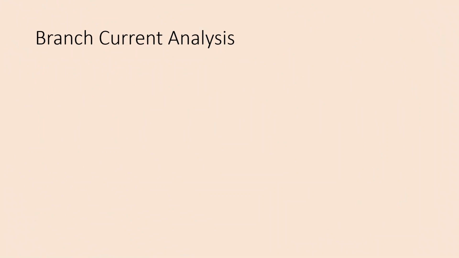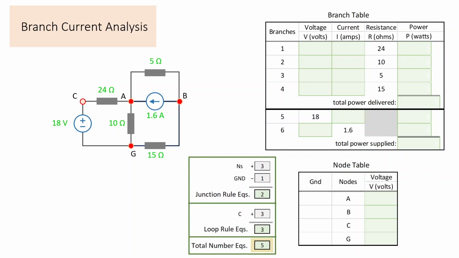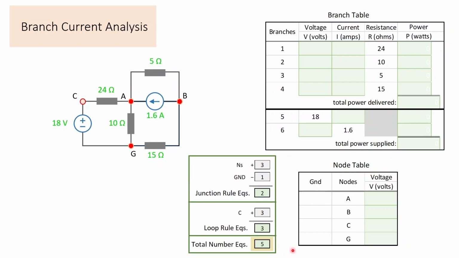We start with branch current analysis. So here's the circuit, and here are the solution tables, and let's look at the procedure. But first, we'll remember from the analysis worksheet that we're expecting to write 5 Kirchhoff rule equations, 2 of the junction rule type, and 3 of the loop rule type.